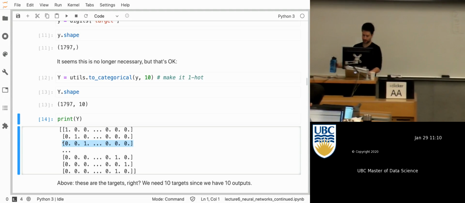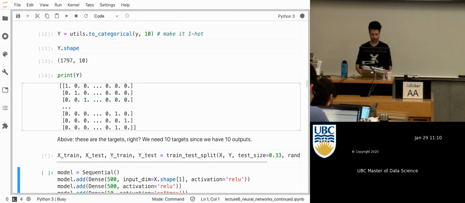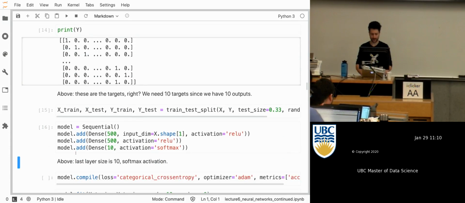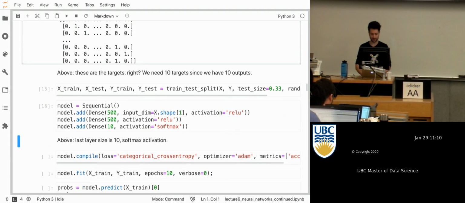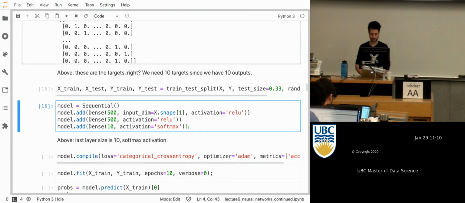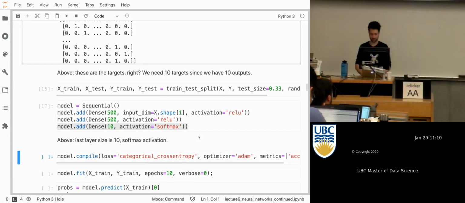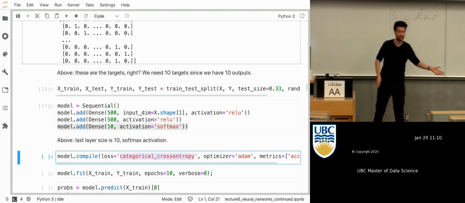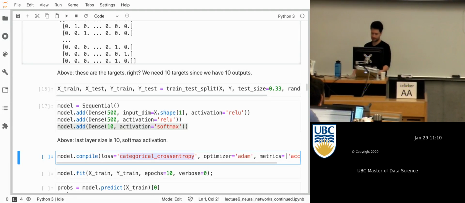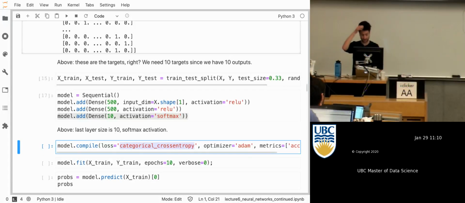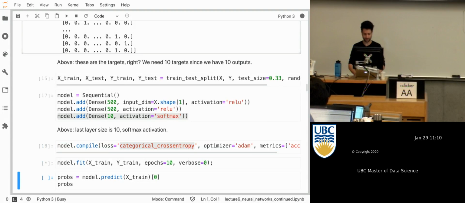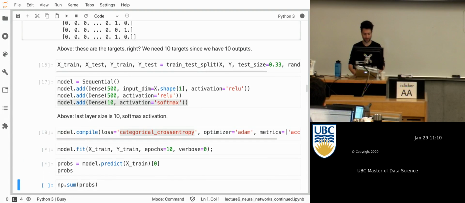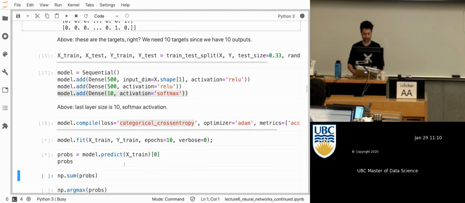OK, so train test split. I know a bunch of you were looking at this code earlier this week in lab. That's great. So I put the softmax at the end. I use this categorical cross entropy, which is the loss that in conjunction with softmax does something reasonable for multi-class classification. That mathematical equation I showed earlier that I said was optional. So I can fit the thing, and I can predict.